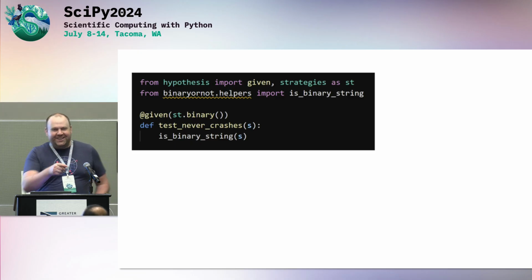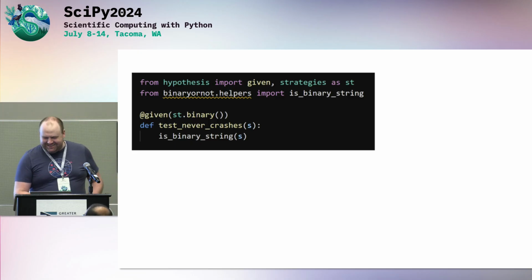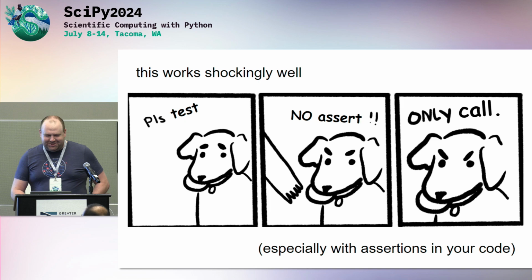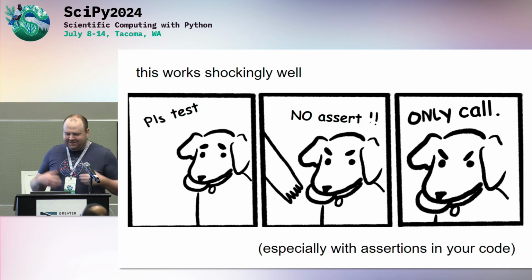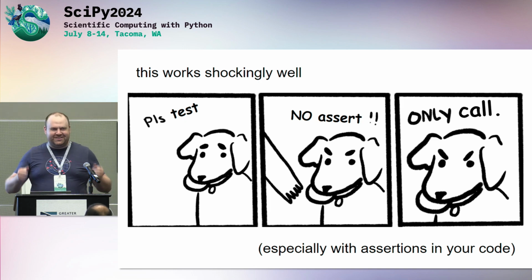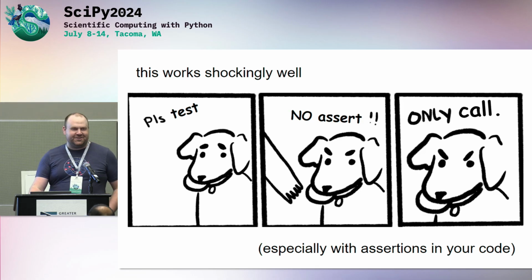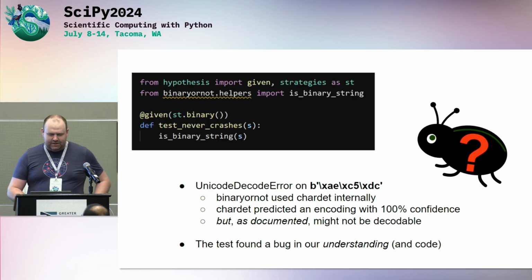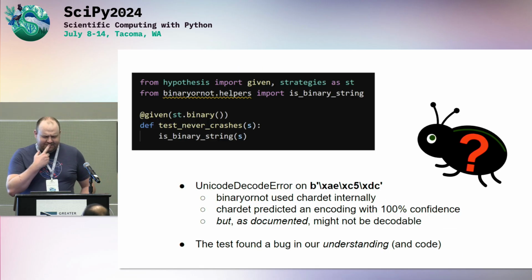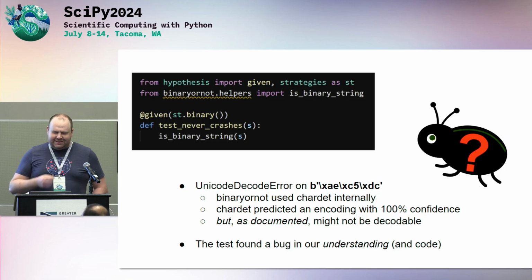Not anymore, because the authors of this library now use Hypothesis. But it did, in the old days, crash. So if you want to test something, you don't need to assert, you just need to call it, especially if you've got assertions in the code that you're testing. Specifically, the thing that happened here was that it got a Unicode decode error on AEC5DC.